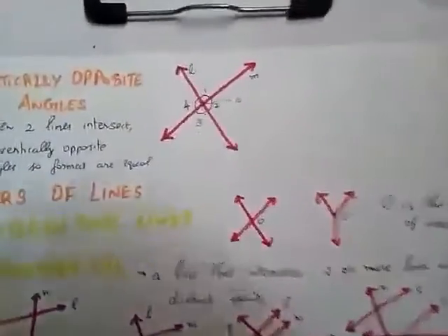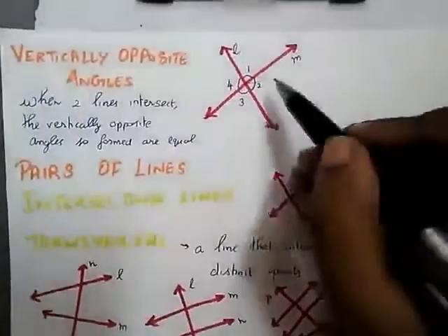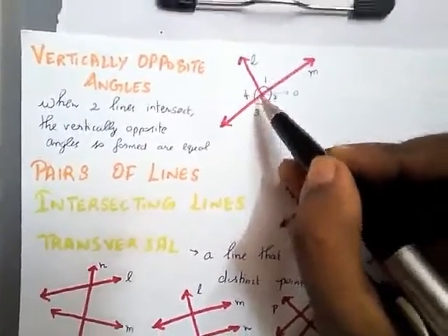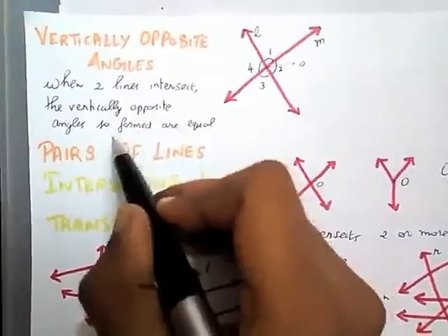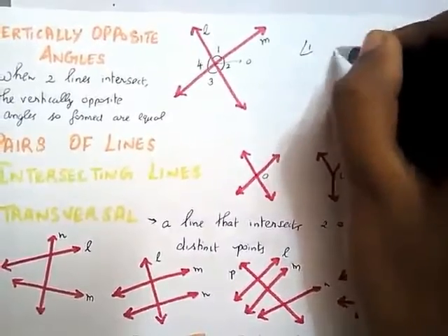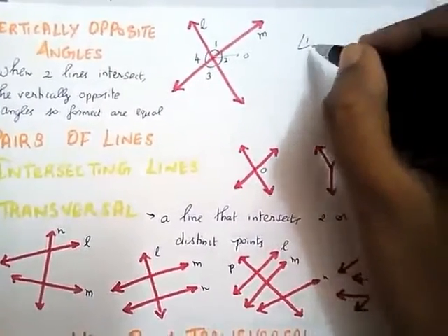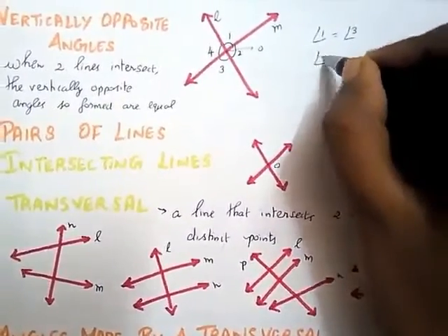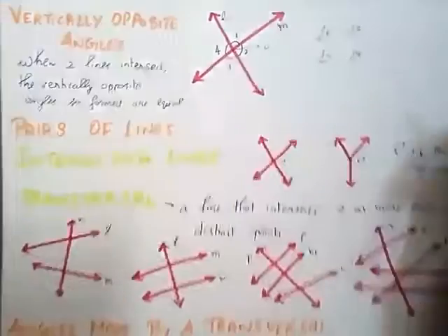If you can see, angle 1 and angle 3 are vertically opposite, and so are angle 2 and angle 4. Moreover, the vertically opposite angles so formed are equal. So from this we get a property that vertically opposite angles are always equal. So angle 1 is equal to angle 3 and angle 2 is equal to angle 4.